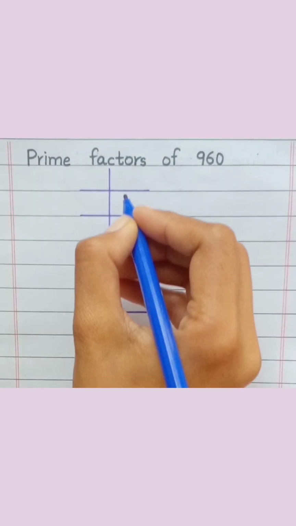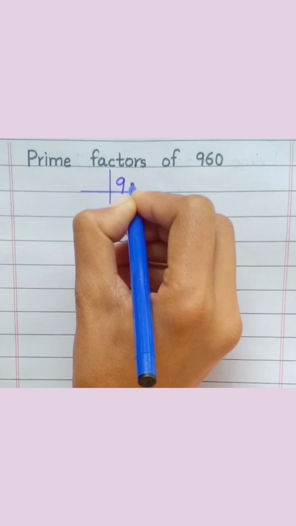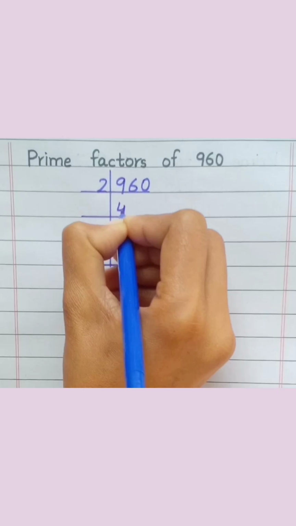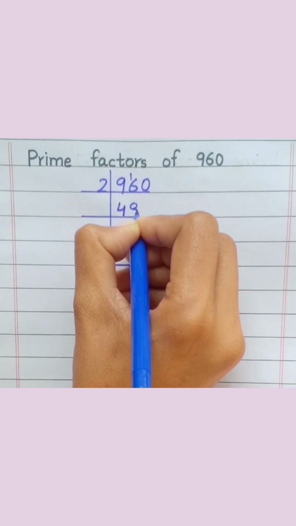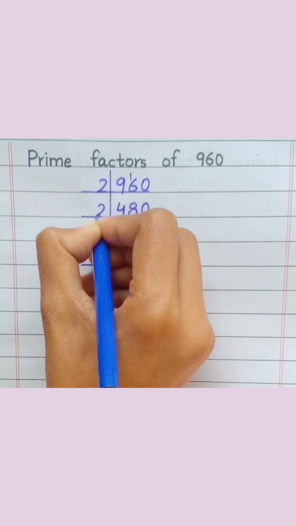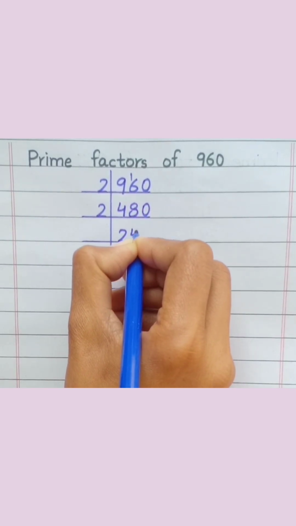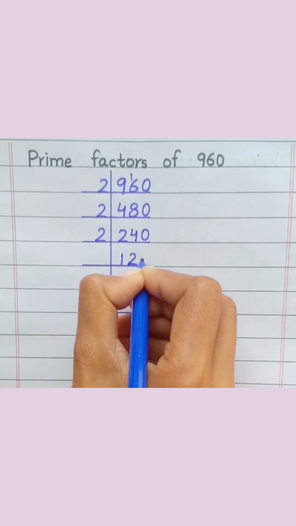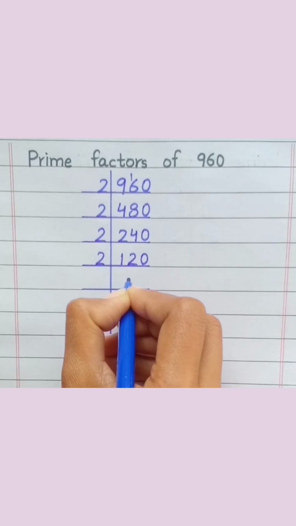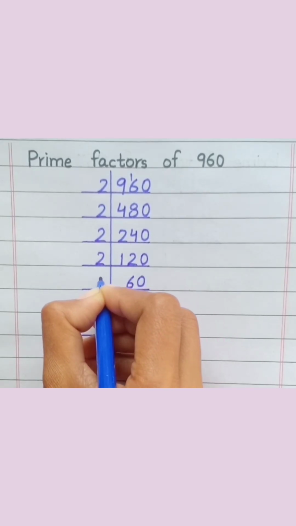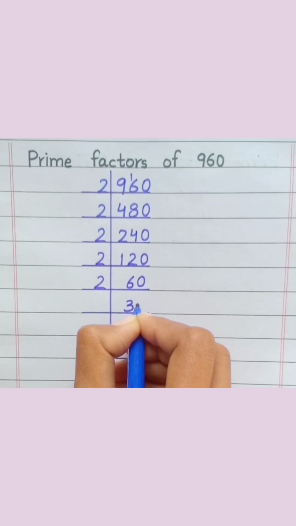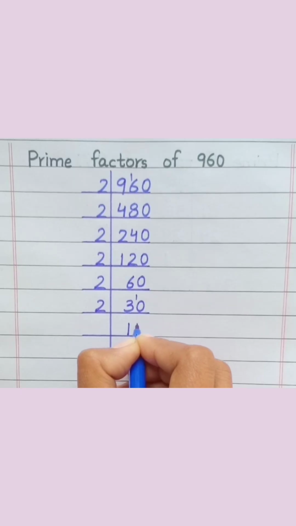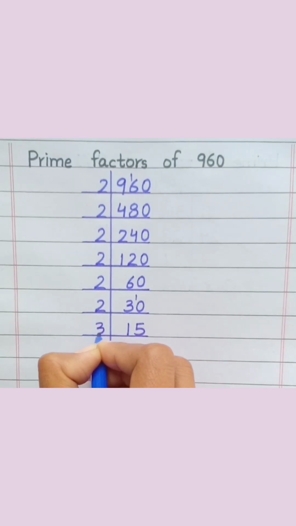Prime factors of 960. 2 4s are 8, 2 8s are 16, 2 zeros are 0, 2 2s are 4, 2 4s are 8, 2 zeros are 0, 2 1s are 2, 2 2s are 4, 2 zeros are 0, 2 6s are 12, 2 zeros are 0, 2 3s are 6, 2 zeros are 0, 2 1s are 2, 2 5s are 10, 3 5s are 15.